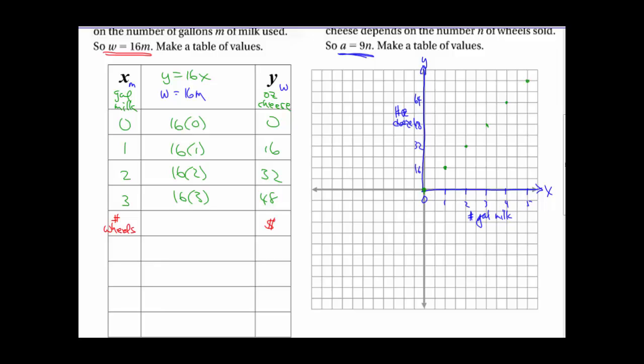With the gallons of milk, could I actually plug in, say, a gallon and a half? The answer is yes. So if I connect these points, this is the linear function that we get. We call this the continuous graph.